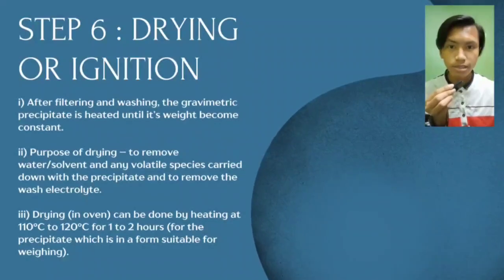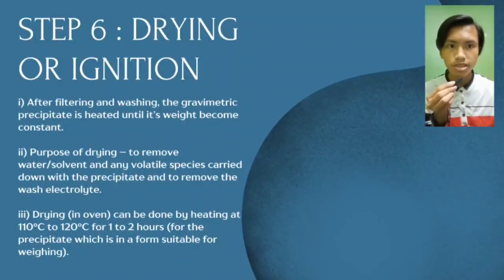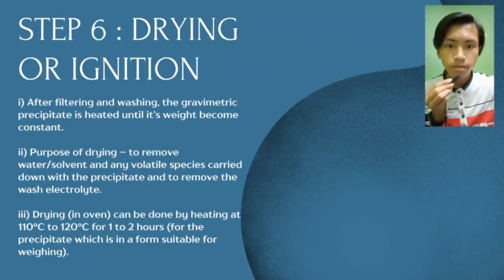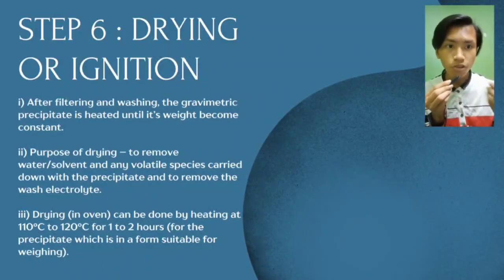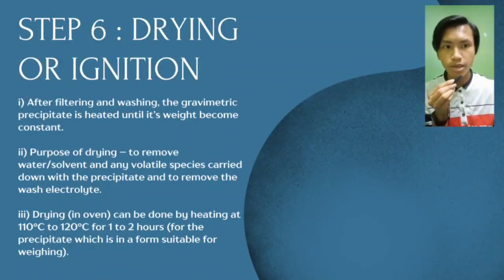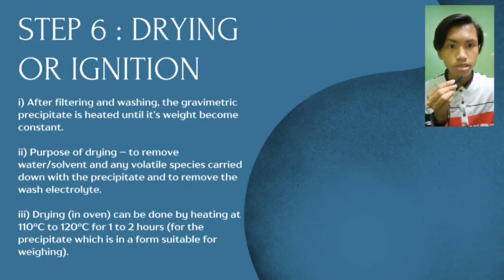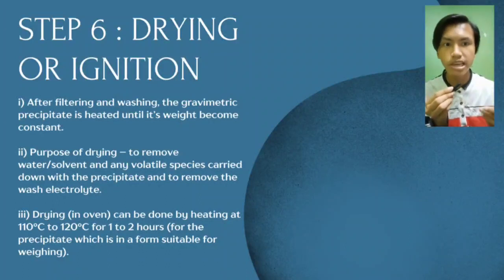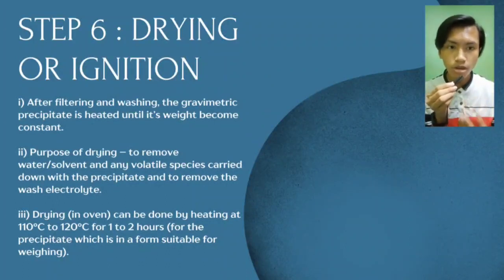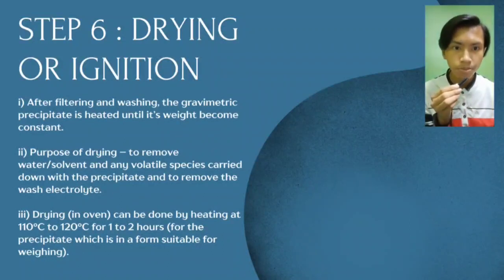Let's move to the next step, which is step 6, drying or ignition. After filtering and washing, the gravimetric precipitate is heated until its weight becomes constant. The purpose of drying is to remove the water or solvent and any volatile species carried down with the precipitate, and to remove the wash electrolyte.